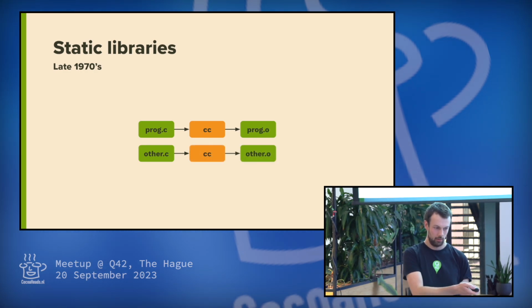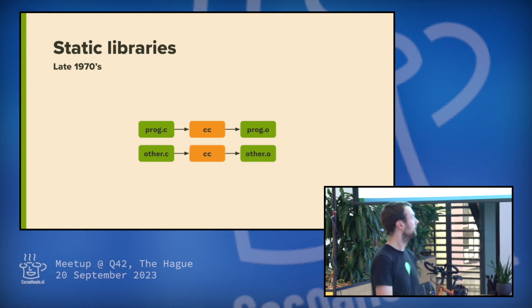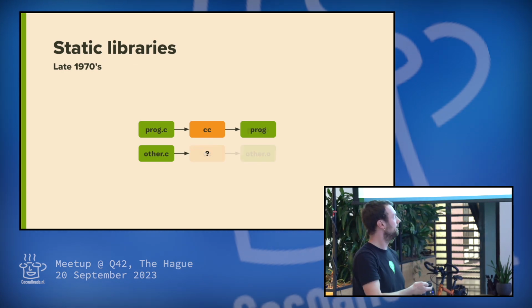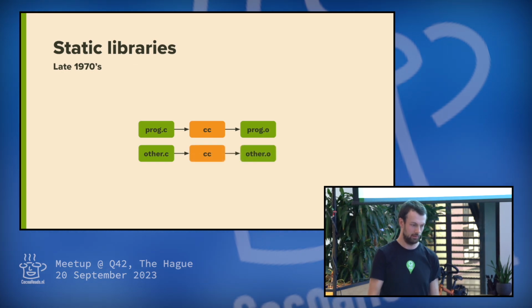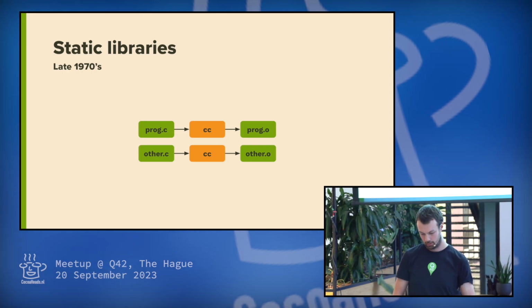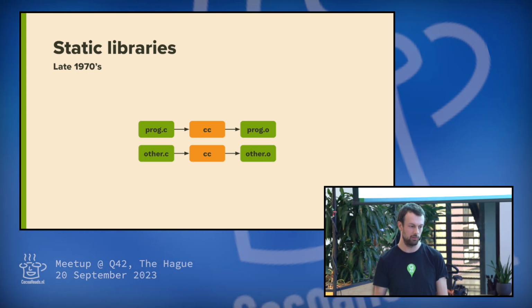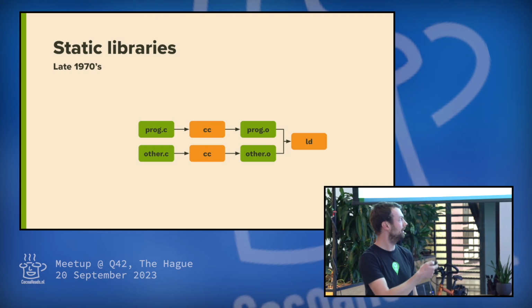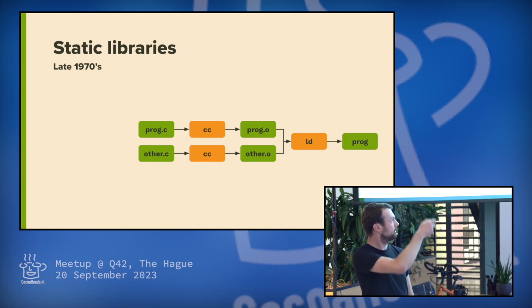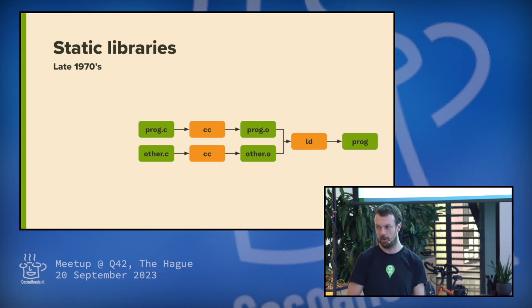So for that, object files became a thing. Notice how prog over there turns into prog.o, and the other.c turns into other.o. An object file is basically a compiled file that contains your symbols, so your functions essentially. It's an intermediate product that can be combined into a final binary. And for that, the linker was introduced, which is called LD, a link editor, and it merges those two object files into your final program.